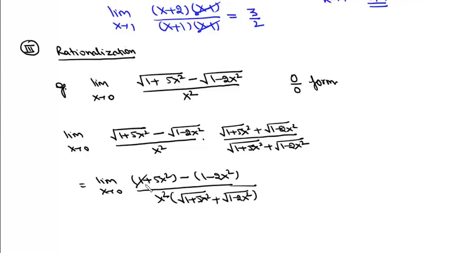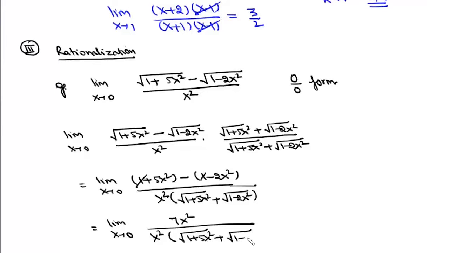Now here 1 and 1 will cancel, so we can write this as limit x tends to 0, and this is 7x square upon x square into under root of 1 plus 5x square plus under root of 1 minus 2x square. Now this x square and x square will cancel. Now if we use direct substitution, we can write this as 7 by 2. So value of this limit is 7 by 2.